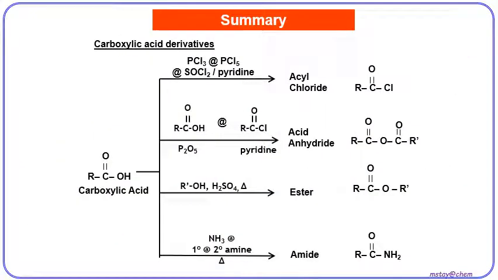Okay, in this slide we are showing the summary for the formation of carboxylic acid derivatives, where basically the carboxylic acid breaks the bond between the carbon and the OH, and the OH group will be replaced. First, it will produce acyl chloride if the carboxylic acid reacts with PCl3, PCl5, SOCl2 in pyridine. The main observation that we can see is white fumes.